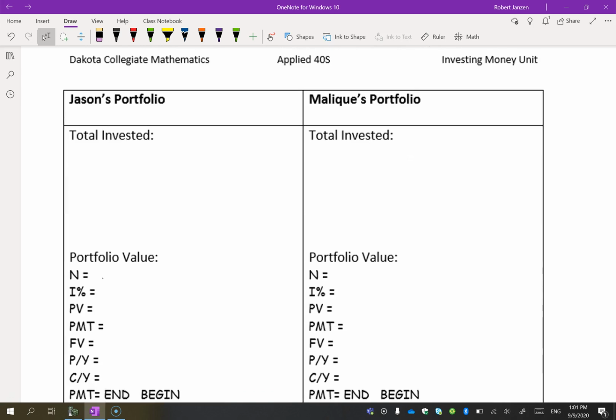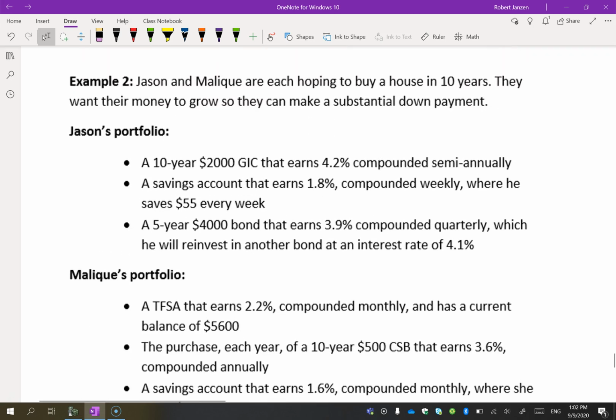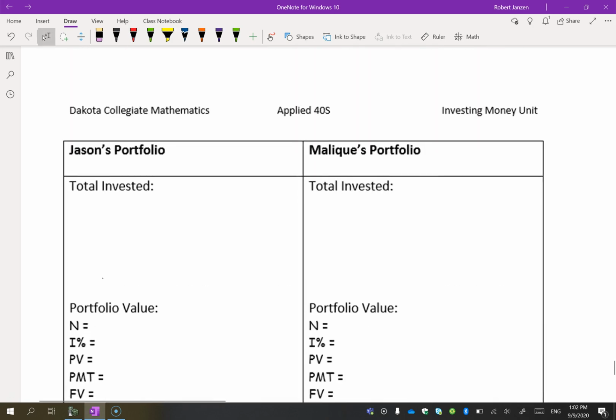Let's first of all figure out the total investment. Okay. Jason says he's going to invest $2,000 in a savings account, he's going to invest $55 every week for 10 years, and he's got a savings bond that he's going to invest at $4,000. So let's list. The GIC is $2,000 into savings. This is not the interest. This is just how much he's going to invest, in other words, put in.